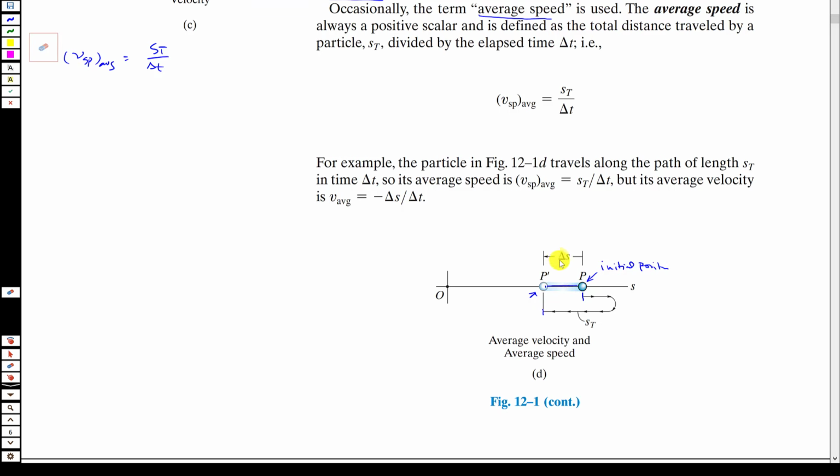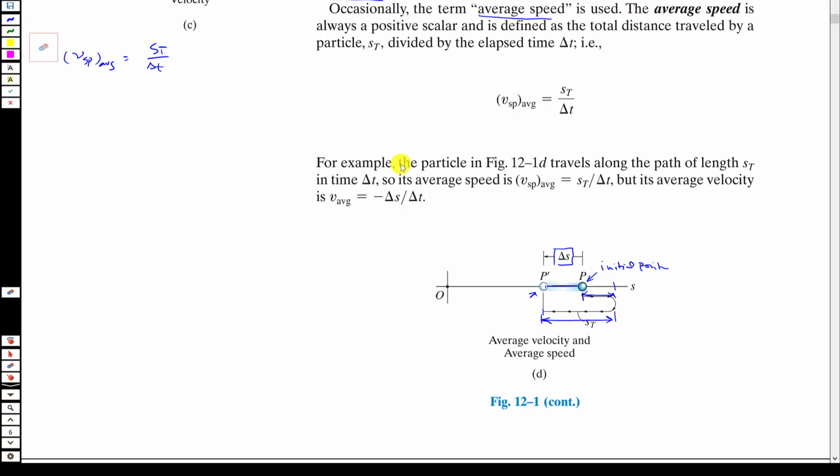So this delta s will be the displacement, and the total distance traveled will be this path. Let us say that this particle has moved until this point and then it traveled back to this point. So the total distance will be this distance plus this distance.